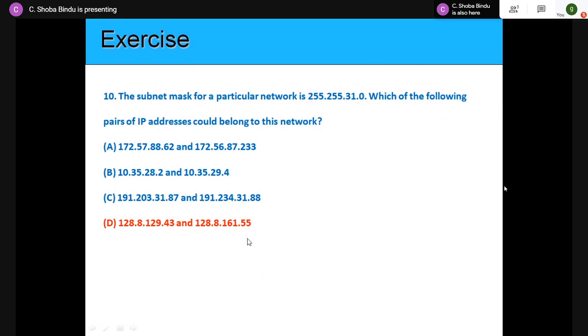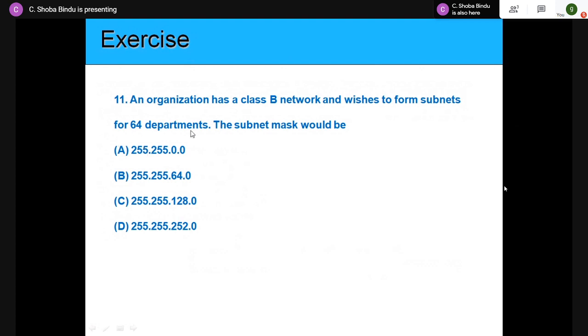An organization has a class B network and wishes to form subnets for 64 departments. What will be the subnet mask? With class B addresses, the first 2 bytes specify the network. Within that network, you need to divide it into subnetworks. How many subnetworks should be there? 64 subnetworks. So you need to divide it into 64 departments. How many bits do you need to represent these 64 departments?